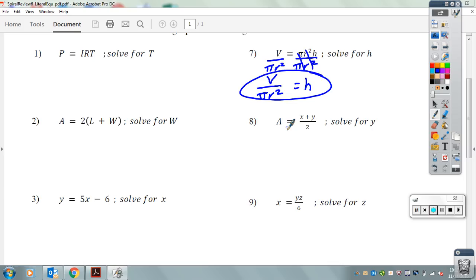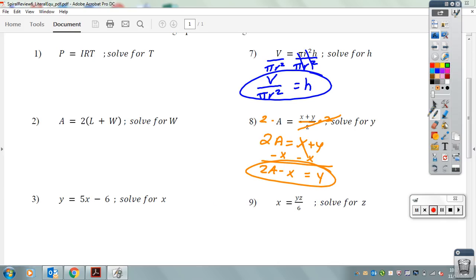Number 8 says to solve for y. Again, I'm very tempted to subtract x, but these are glued together on the wood plank, so I can't start undoing with subtraction. I haven't isolated the term. First thing I have to do is multiply by 2 and multiply by 2. That gets rid of it. Now I have 2a equals x plus y. And now these are separated. They're not held onto the wood plank anymore. They're not glued on. Solve for y: minus x. Y equals 2a minus x.